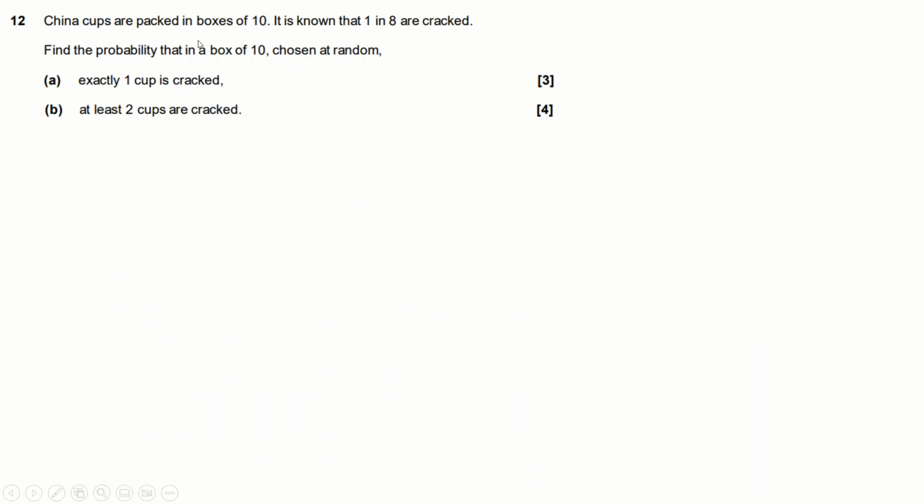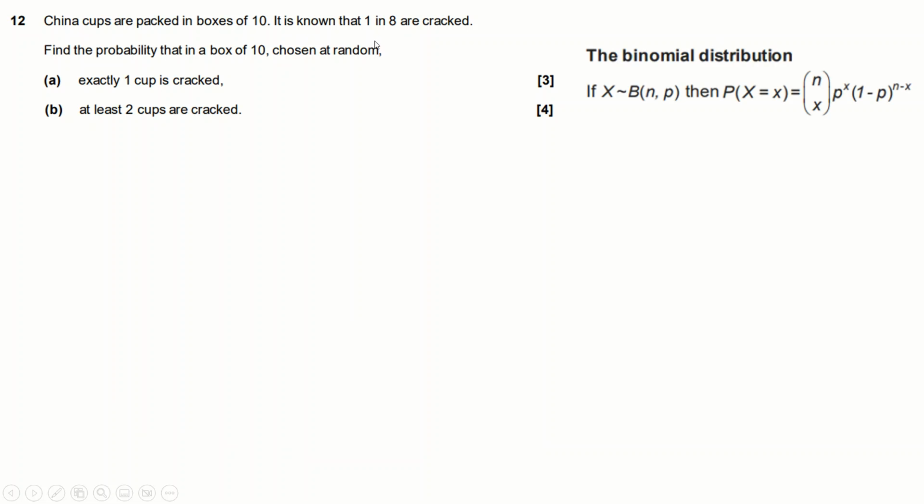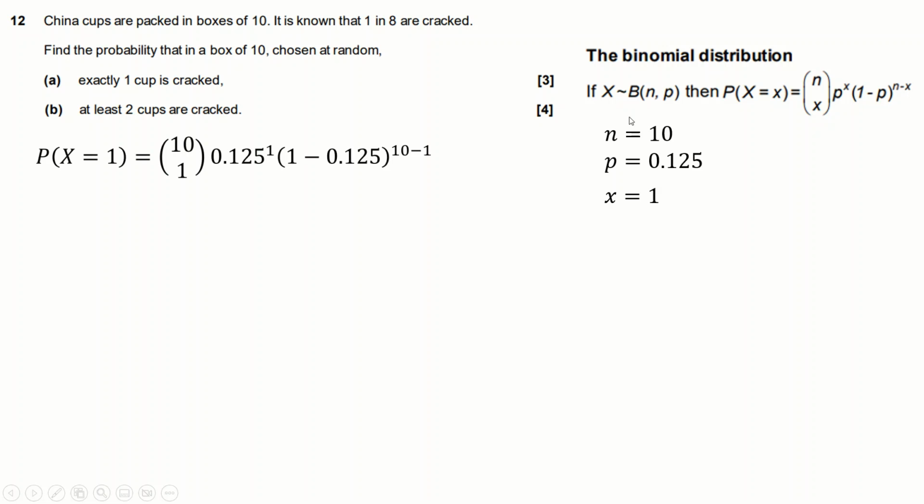But anyway, next question, a box of 10. Yeah, so this is just the binomial distribution, so it's this. So the probability that the number cracked is exactly 1 is equal to, just fill in numbers, n is 10, 1 in 8 to crack, so 0.125, that's 1 over 8, is p, and the x I'm looking for is 1. So I just say P of X equals 1 is equal to 10 choose 1, 0.125 to the power 1 times 1 minus 0.125 to the power 10 minus 1, which is 9. Just type that wholesale into your calculator, you get this number.